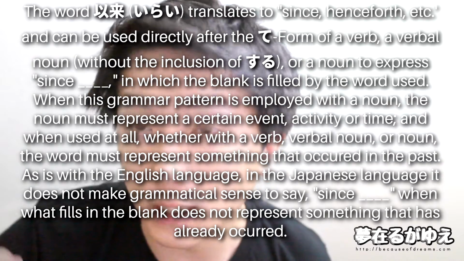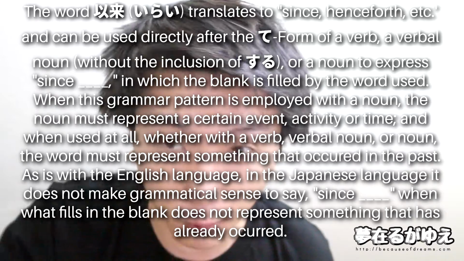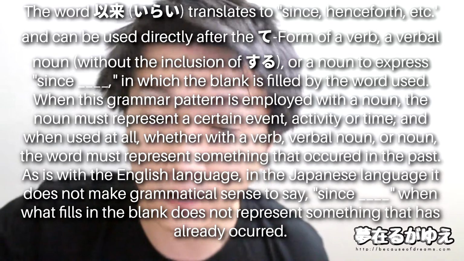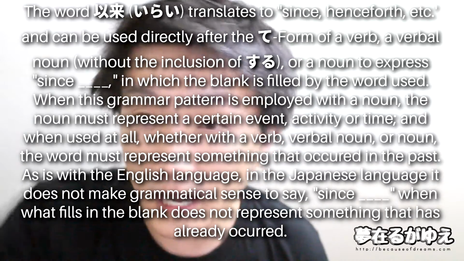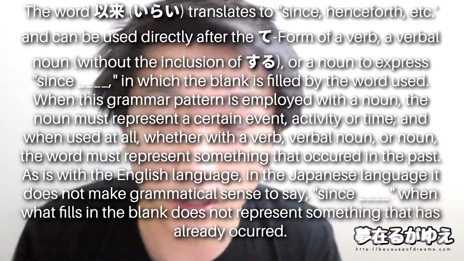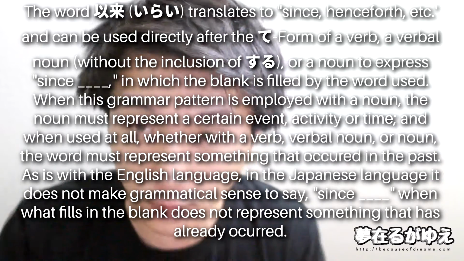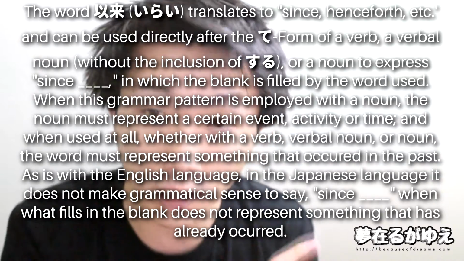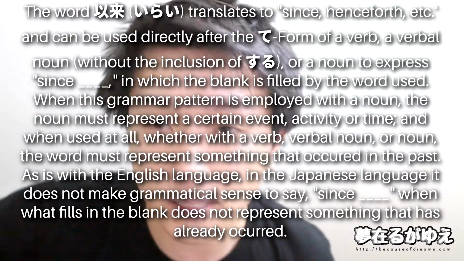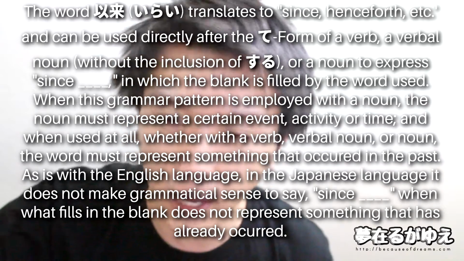And of course, the extra condition for nouns in this grammar pattern is that the noun itself, the word, has to be a specific time or event, and it has to have occurred in the past. And this prerequisite of having to occur in the past is of course going to not only be for the nouns, but it's going to extend to the verbal nouns and the regular verbs as well, because you can't say since something without that something having happened already, so it has to be in the past, of course.